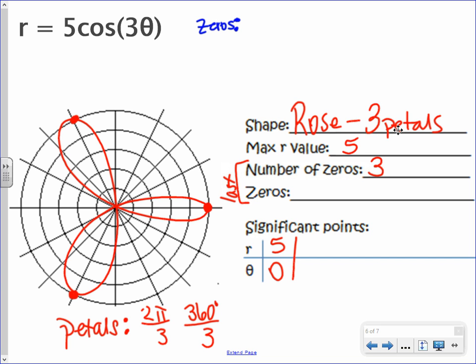Okay. We talked about zeros a moment ago, right? Maverick, algebraically, what needs to equal 0? Tiger, algebraically, what do I need to do? R equals 0.